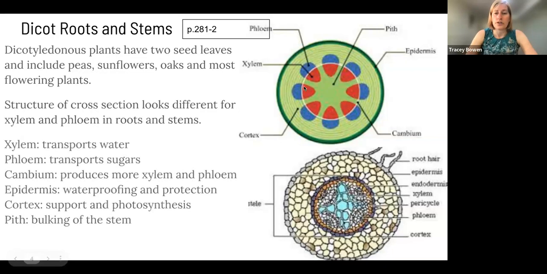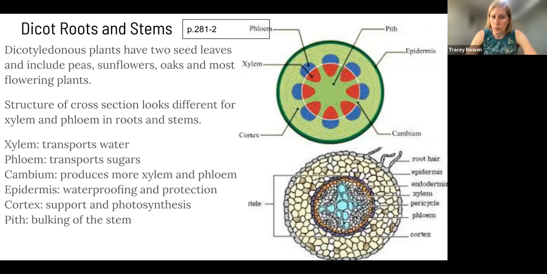So the structure of the stem and the root looks different. And so xylem here is on the inside, and it's for transporting water. And then if we look at the root here, these big tubes here that make this little X are the xylem tubes in the root. Phloem is the tube that's going to transport sucroses throughout the plant, and it's on the outside edge here.